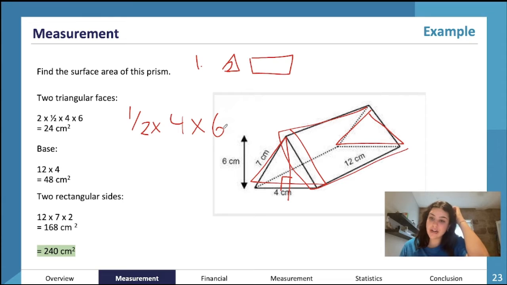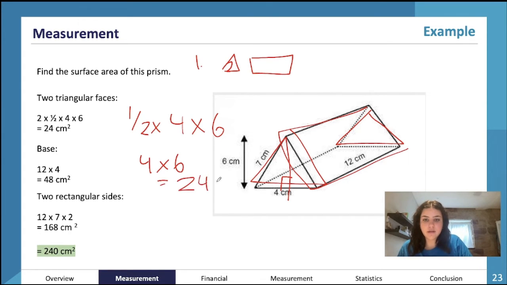Now, because you have 2 triangles, you can either work that out twice and add them together, or you can just do 4 times 6. Because if you added these 2 together, you'd get the rectangle you would have anyway. 4 times 6 is going to be 24 centimeters squared.